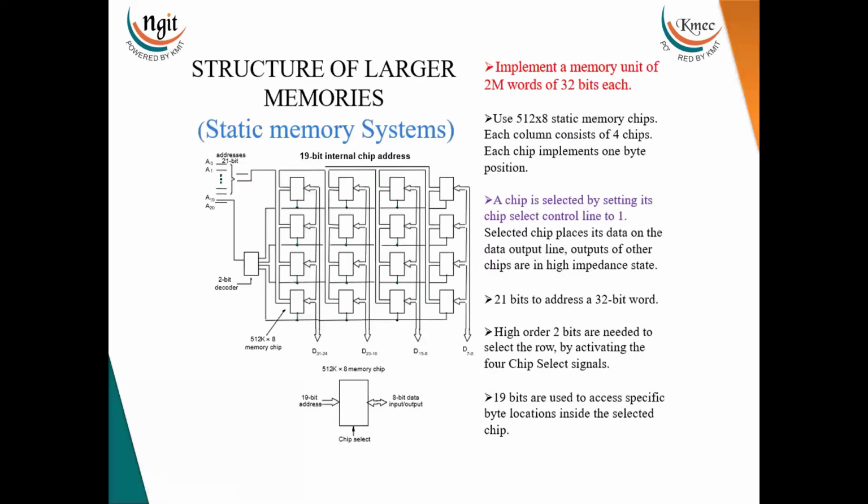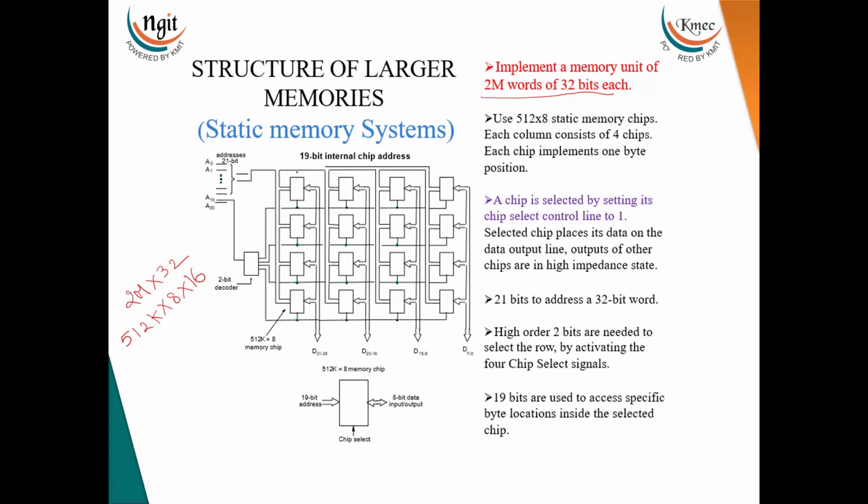Now here we will study the large memories. The organization of large memories by using the memory size 2 mega words of 32 bits each. Now if you take 2 mega words with 32 bits, we can also write it as 512 kilo with 8 bits into 16 number. So then both the sizes are the same.